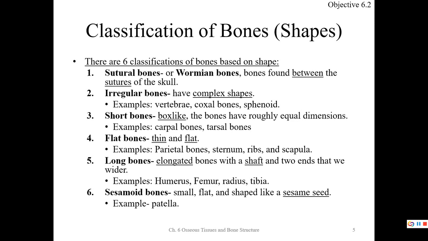Our long bones are elongated. They have a shaft between two ends that are wide. Examples will be your humerus, your femur, your radius, your tibia, all that. The sesamoid bones, they are small, flat, and look like a sesame seed. So your patella. So we learned all these in lab.